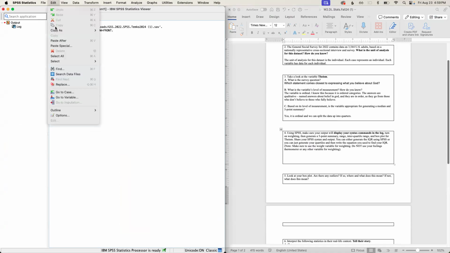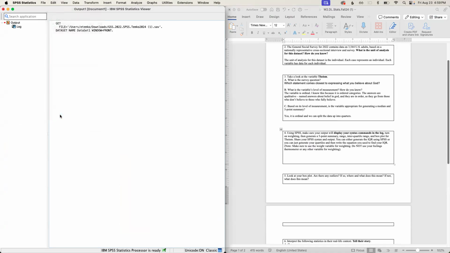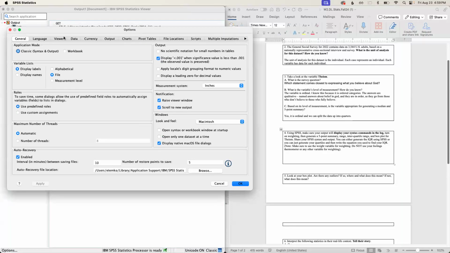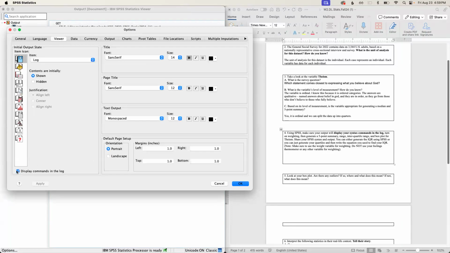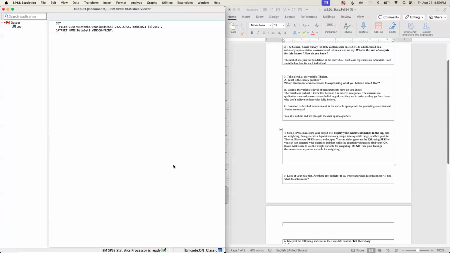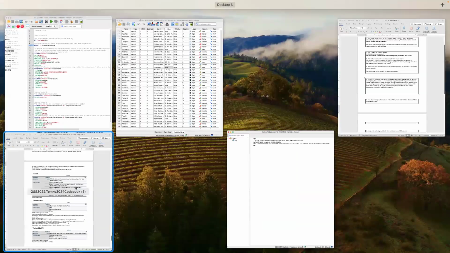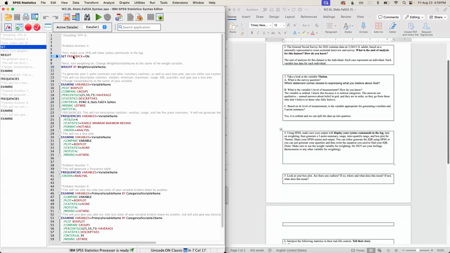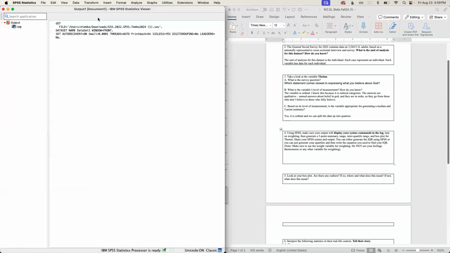I can go to edit, options, and then I can go to viewer and make sure this is checked, display commands in the log. If it's not checked, check it and click OK. Or on this syntax, I have this line that's going to do it, set print back equals on. I'm just anywhere on this row. So I clicked onto the text on this row, and I'm clicking this play button, and that'll run it. And so you can see set print back equals on runs.